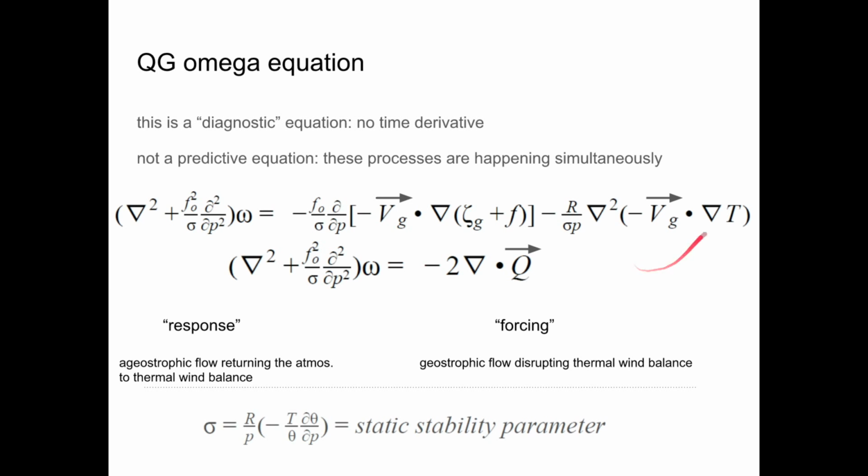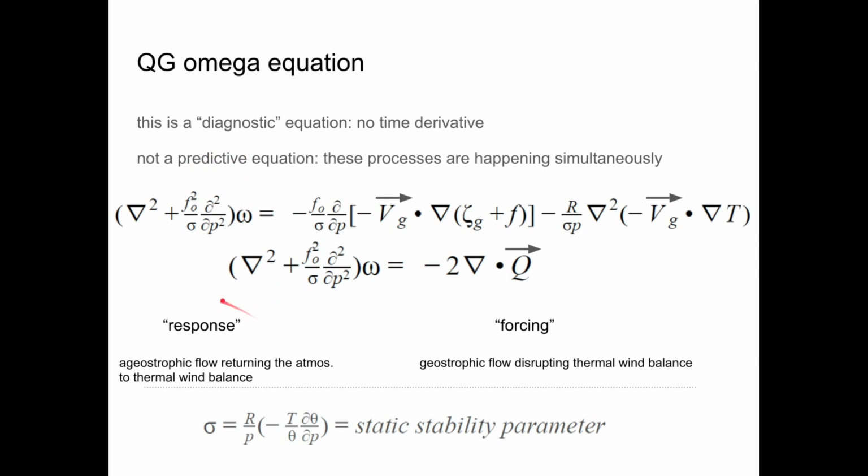And if we combine the vorticity and thermodynamic equations, we can get the QG omega equation, which we've looked at already. And notice that this is a diagnostic equation. There's no time derivatives in this equation. Okay, so we've got the second derivative of omega, we have the height derivative of the geostrophic vorticity equation, and we have the horizontal second derivative of the geostrophic temperature advection, but there's no time derivative.